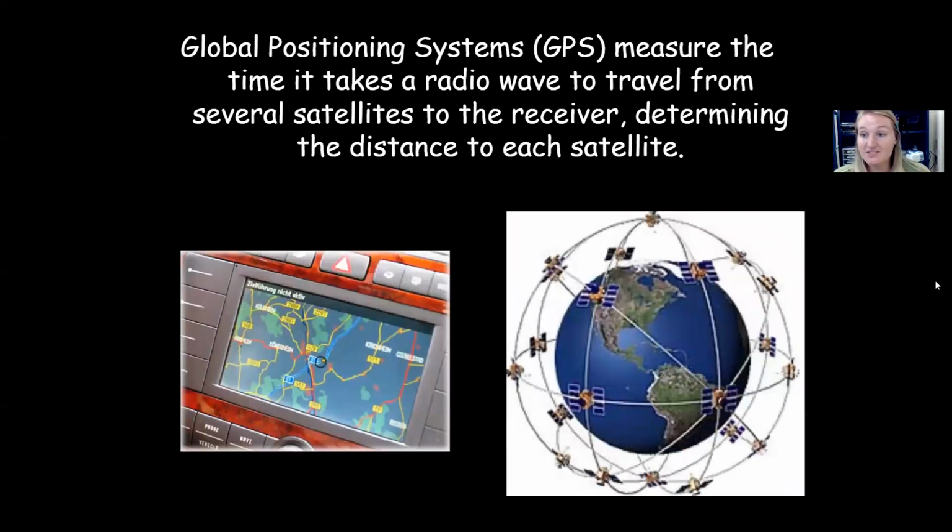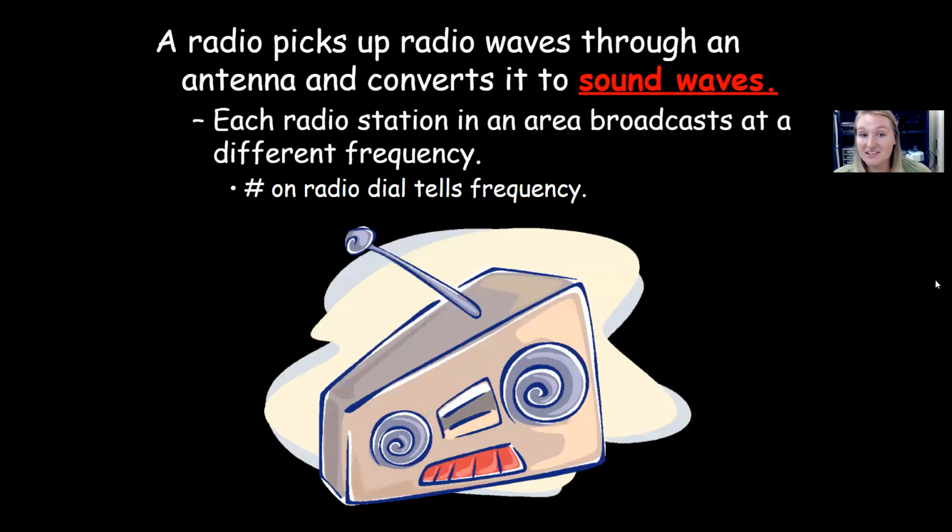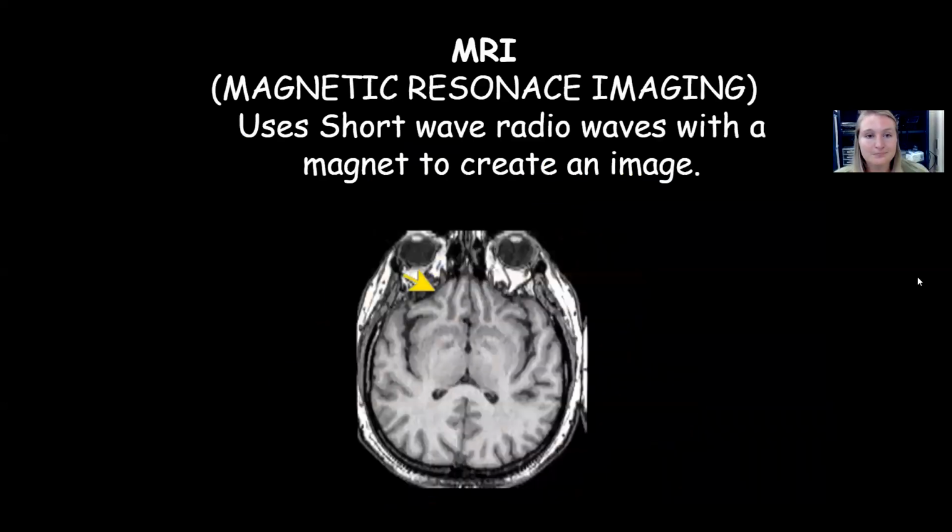So radio waves, GPS uses radio waves. That's one example of how they're used every day. Obviously, radios use radio waves. What it does is your antenna picks up that electromagnetic wave traveling through the air and converts that into a sound wave, which is a little bit different. And we'll learn more about that later on. And MRIs also use radio waves.